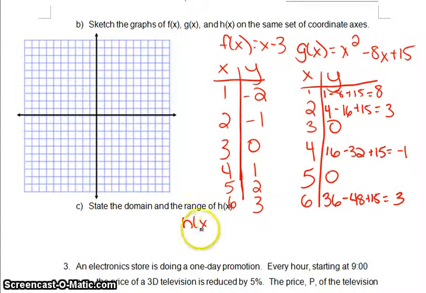So here we have h of x, and we'll create a table of values for that one there. So we'll do x and y, and obviously I'll have to do either 1 or 2 more. So our first one there, let's look at when x is equal to 1.